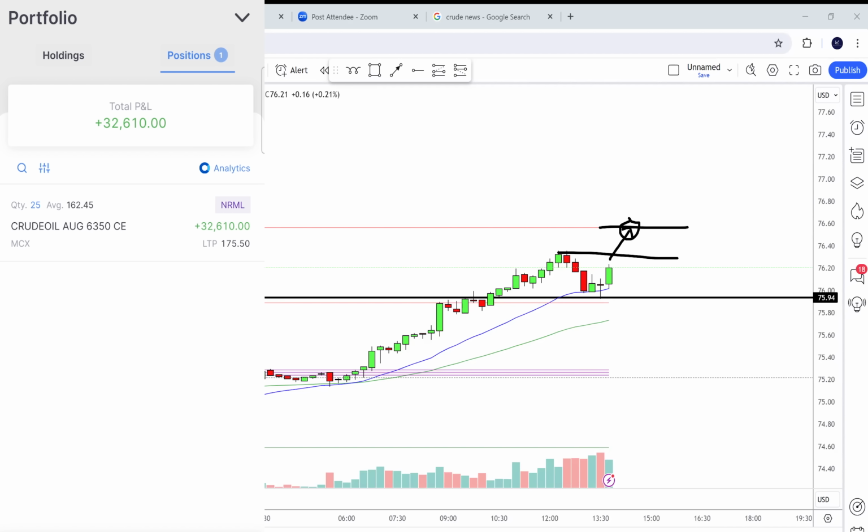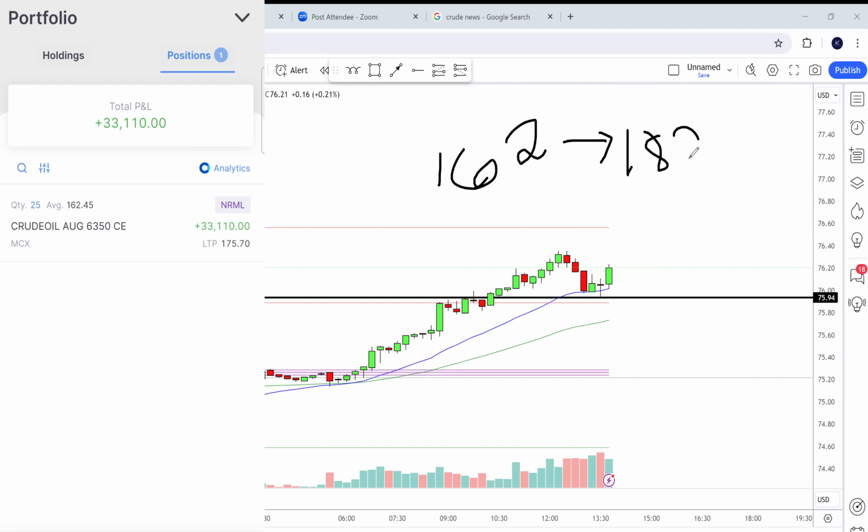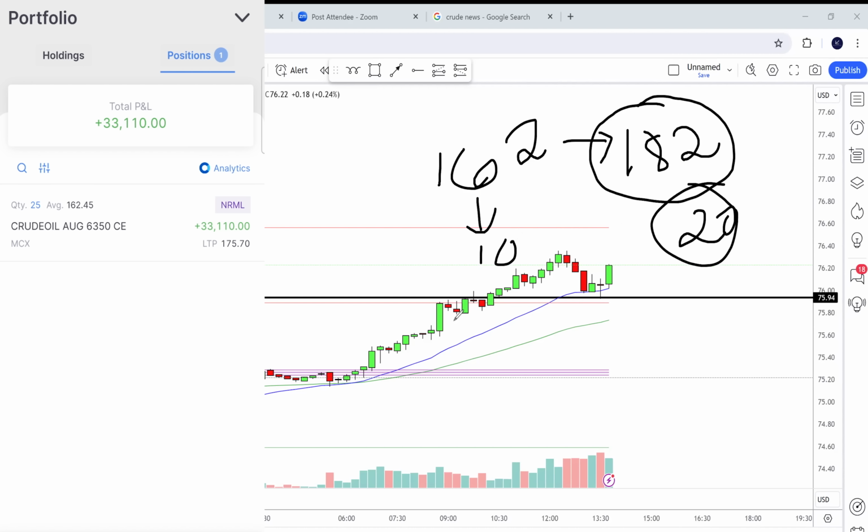Okay, so that is what I was telling you, that 162 is my entry price. So I have to wait till my option becomes 182 at least. That only can give me a 1:2 risk reward, because I kept a 10 point stop loss. So my target should be minimum 20 points. That is what following risk reward in a trade means.